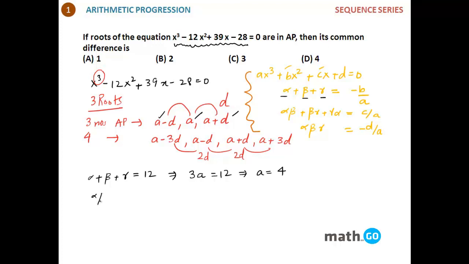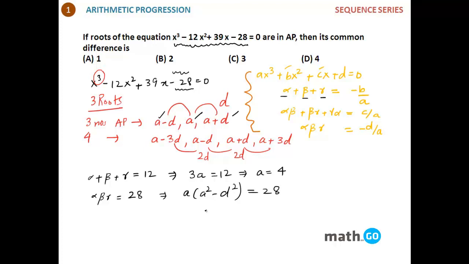Another thing we can use is alpha beta gamma, which is given to be minus d by a. d here is not 28, mind it, it is minus 28. This minus is very important here. So minus of minus 28 by 1 is nothing but 28. And alpha beta gamma becomes a minus d into a into a plus d, which is a into a square minus d square. This is given to be 28.